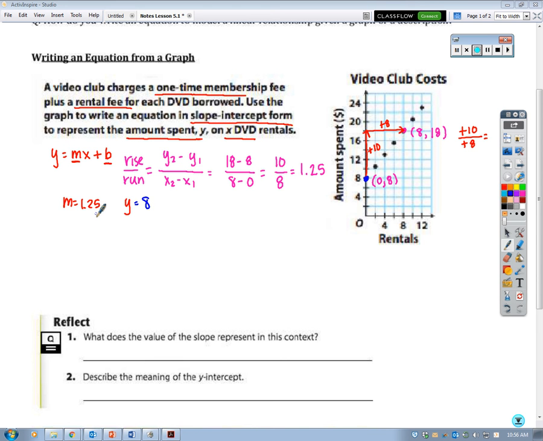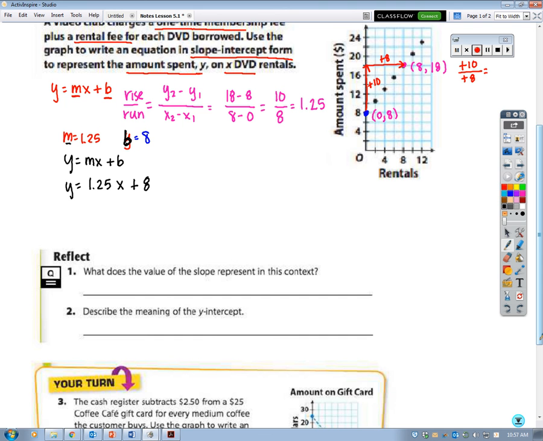So I've got my slope and my y-intercept, and I'm going to plug those into my slope-intercept form, which is my y equals mx plus b. Got my m, got my b here. So I've got y equals 1.25x plus 8. And what this represents, if we go down here and check out these reflect questions here, is that the value of the slope represents our cost per DVD rental.